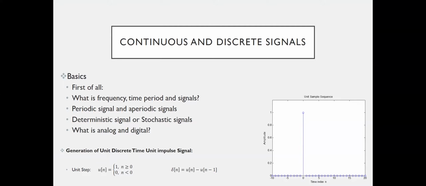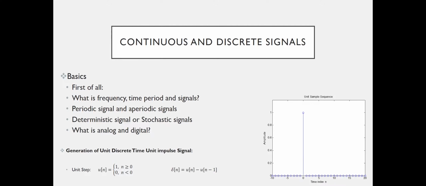So there are some basic terms that you need to understand, for example frequency and time period, and then I will explain what a signal is. Then different types of signals: periodic and aperiodic signals, the difference between deterministic and stochastic signals, and then what an analog signal is and what a digital signal is, and why we need digital signals. I'm going to explain all these details now.